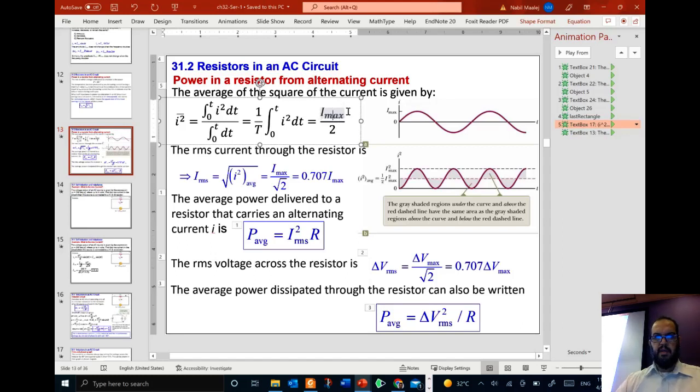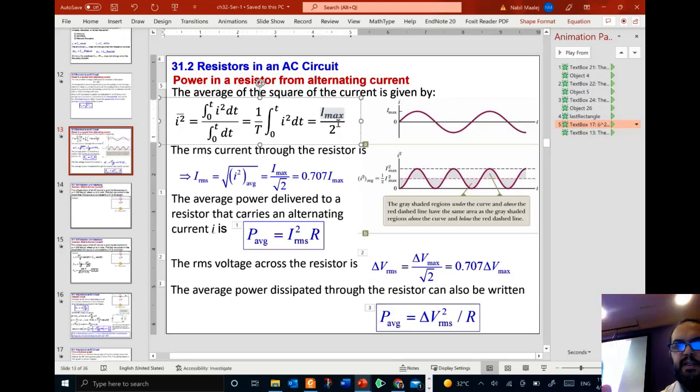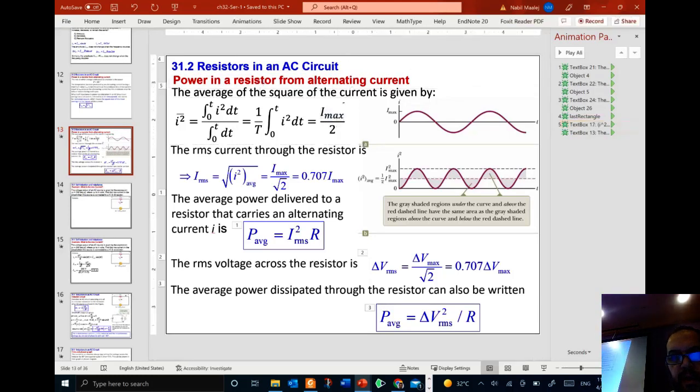So here I max squared over 2, and hence the RMS value is found by taking the square root of this. You get I max divided by square root of 2, which is 0.707 I max, the maximum current. So the RMS current is less than the maximum. Same thing, the RMS voltage is 0.707 of the maximum.